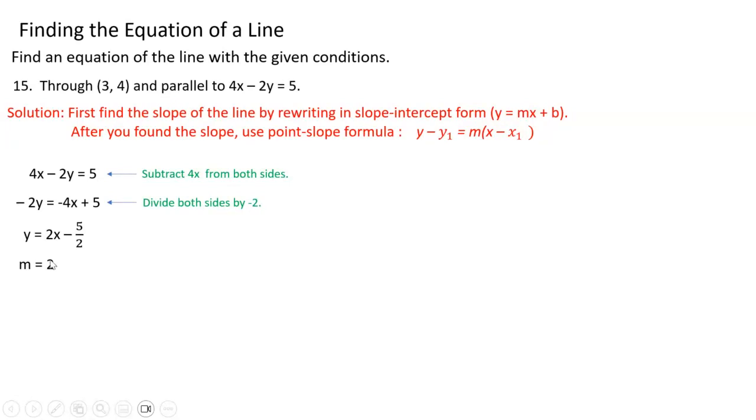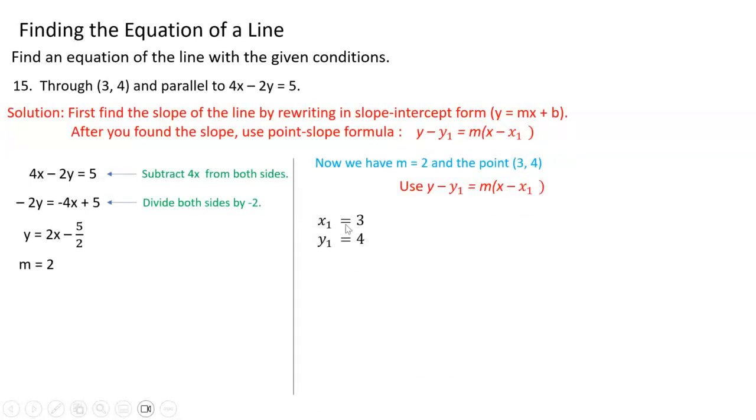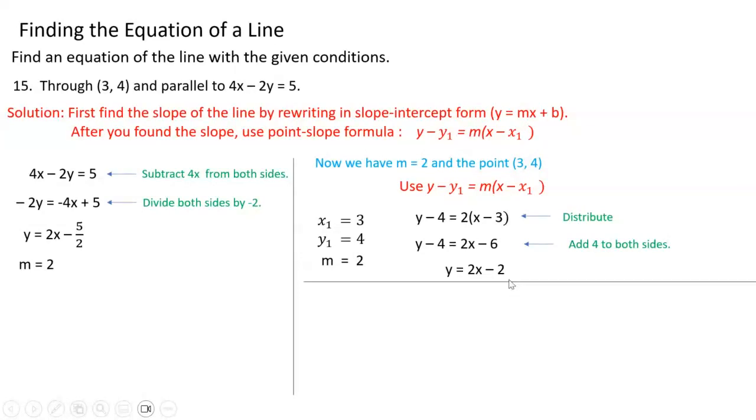So since the lines are parallel, we're going to use the slope that we just found on the first equation, which is m equals 2. Now we have my slope is 2 and my point is (3, 4). Let's plug everything in. My x1 is 3, my y1 is 4, and my slope is 2. We plug them in there. We distribute the 2. We're going to get y minus 4 equals 2x minus 6. We add 4 to both sides. And that gives us y equals 2x minus 2. So that's the equation we're looking for.